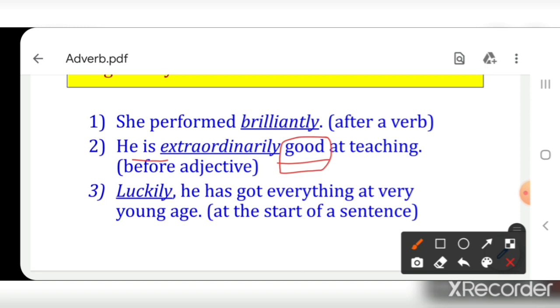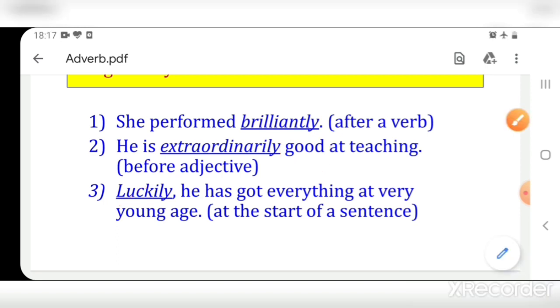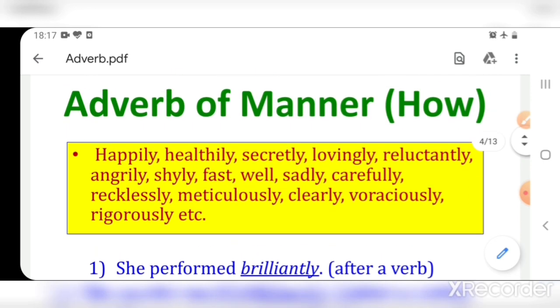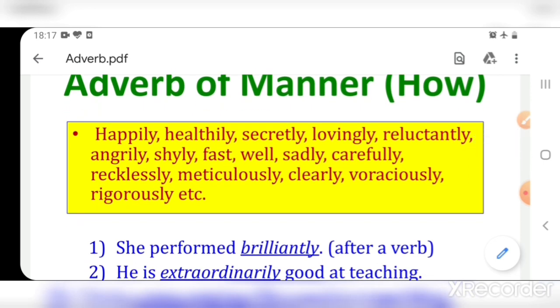Now in the third example, luckily he has got everything at a very young age. Now luckily is what? That is sometimes used as a sentence adverb. So luckily is placed at the start of a sentence. Okay, so what I have written in the brackets are the rules for the position of adverbs, and we are going to learn them while learning types of adverbs one by one.